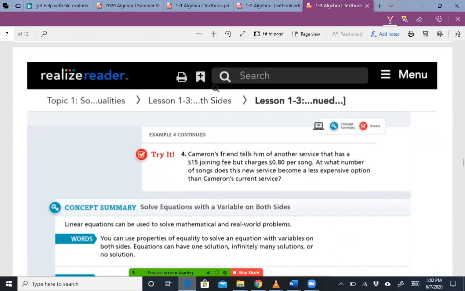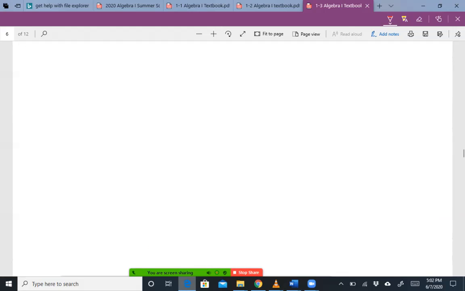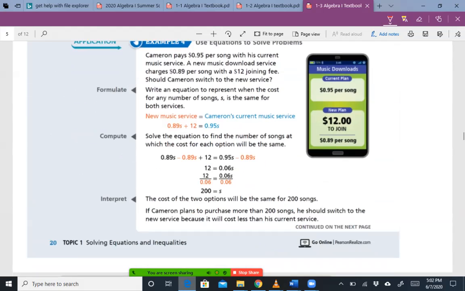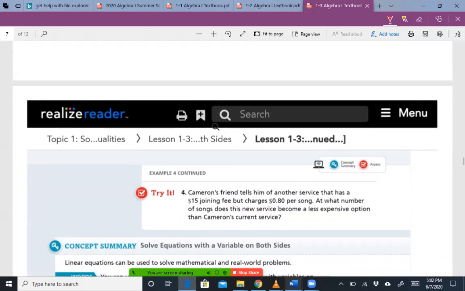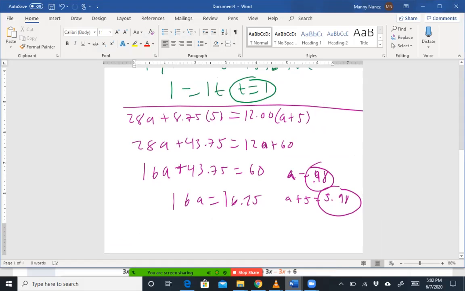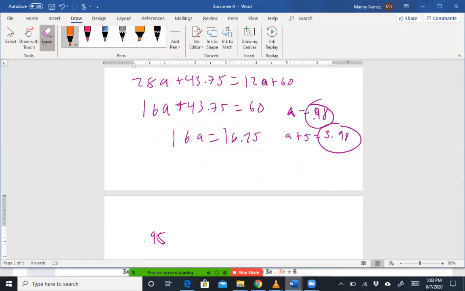Last example before we're all said and done. Same idea. Cameron's friend tells him of another service, $15 to join, but an 80 cents per song fee. At what number of songs does this new service become less expensive than Cameron's current service? Okay, so notice how it's 95 cents per song, essentially. So we'll call it x. So 0.95x.